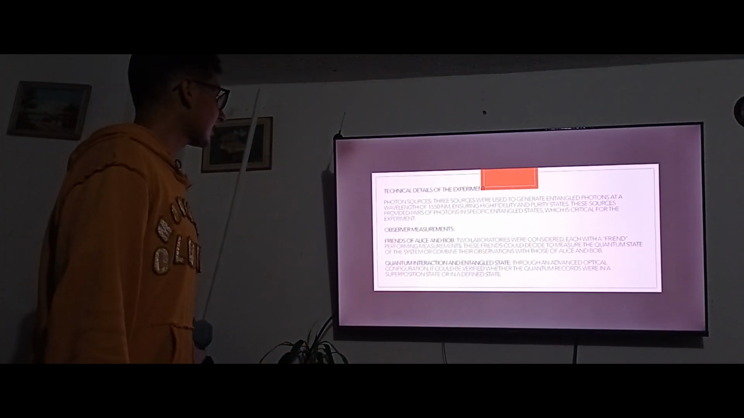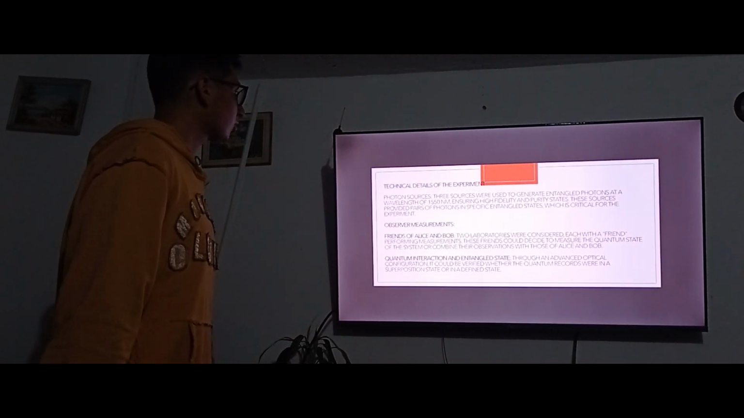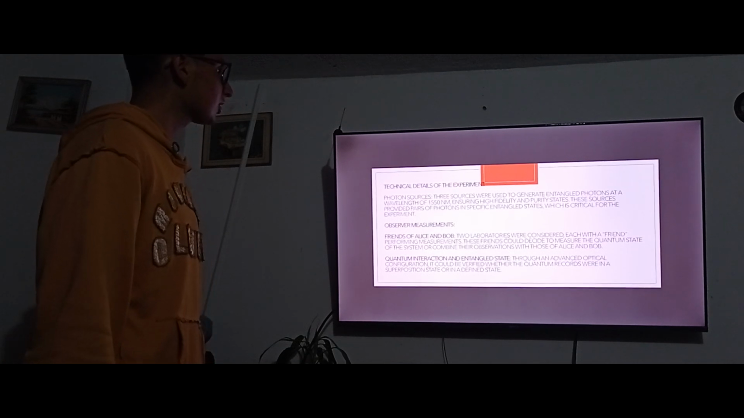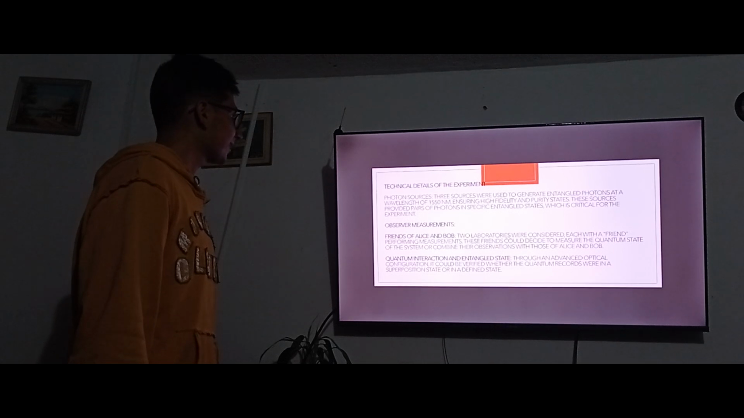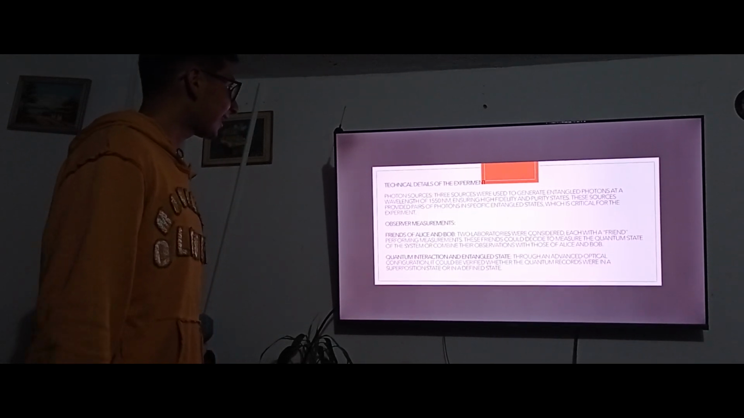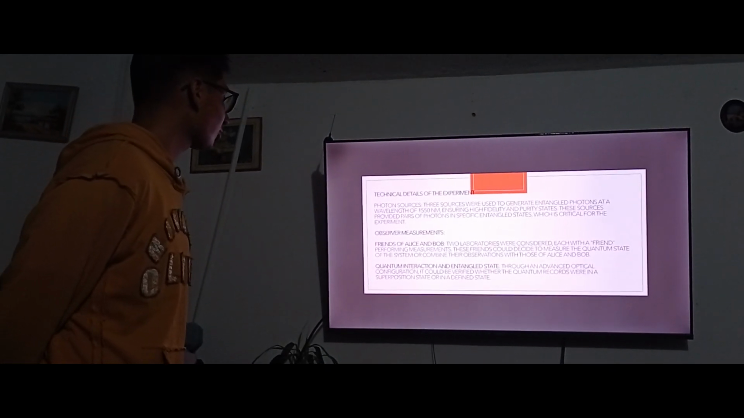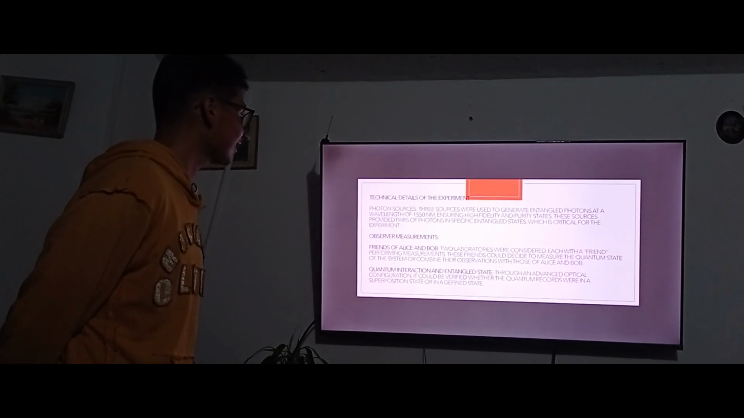Technical details of the experiment. Photon source. Three sources were used to generate entangled photons at a specific wavelength in nm, ensuring high fidelity and purity of the state. The sources provided pairs of photons in a specific entangled state, which is critical for the experiment.